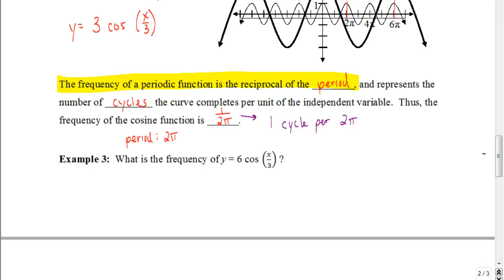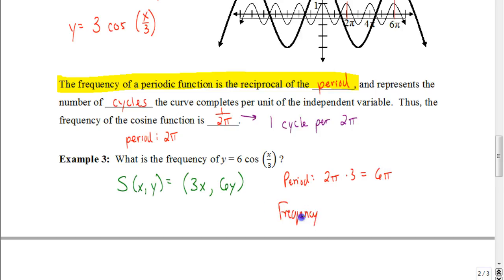Let's look at this example. So to start out with, we first want to figure out, well, what's the scale change? Well, the scale change for this would be that for the x value, it's going to be 3 times x. For the y value, it's going to be 6y. Well, for the period, all we're concerned about is the value for a. So the period for this one would be 2 pi times our value for a, which is 3, which is 6 pi. So the frequency would be the reciprocal of that, 1 over 6 pi. So that means there's 1 cycle every 6 pi. That's how we'd interpret that answer.